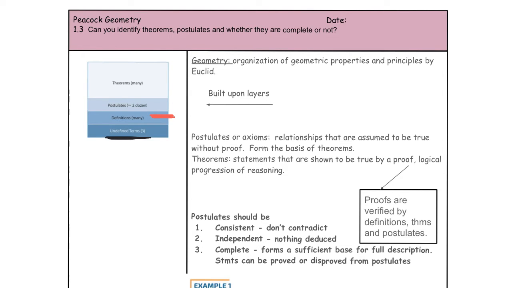Once we have the definitions, we have postulates, and postulates help prove our theorems. Postulates or axioms are relationships that are assumed to be true without proof. Our postulates are not something we are going to prove, but we will use postulates to prove theorems. Postulates form the basis of theorems. And theorems are statements that are shown to be true by a proof and logical progression of reasoning.